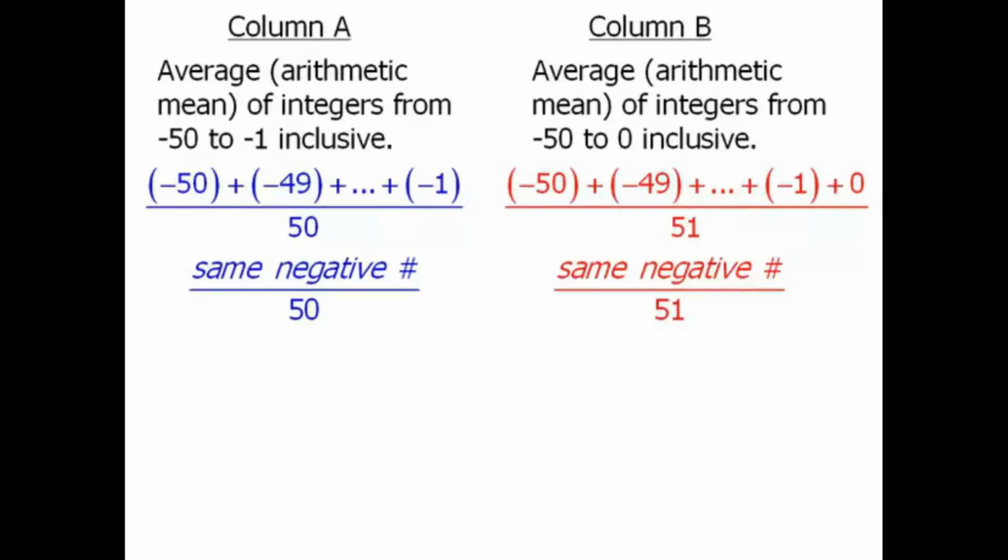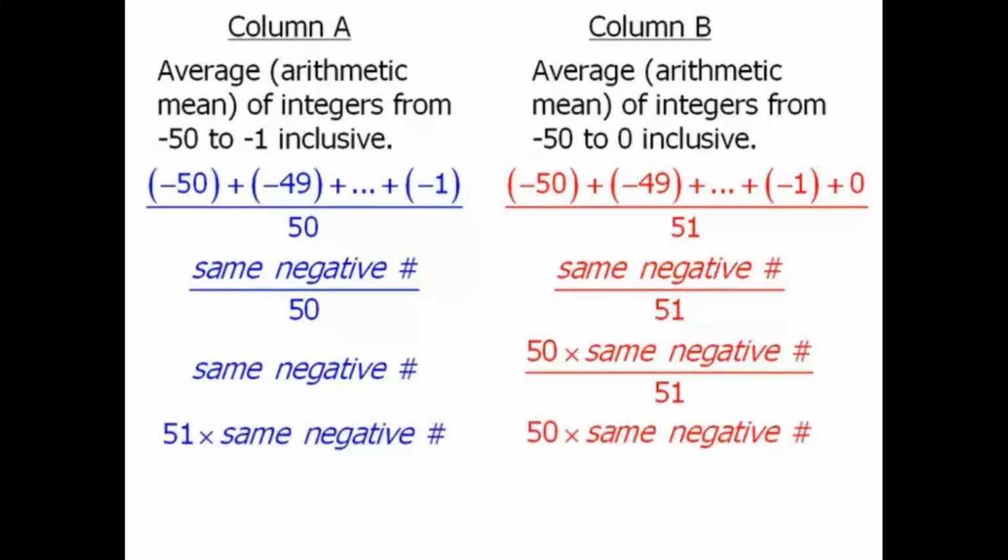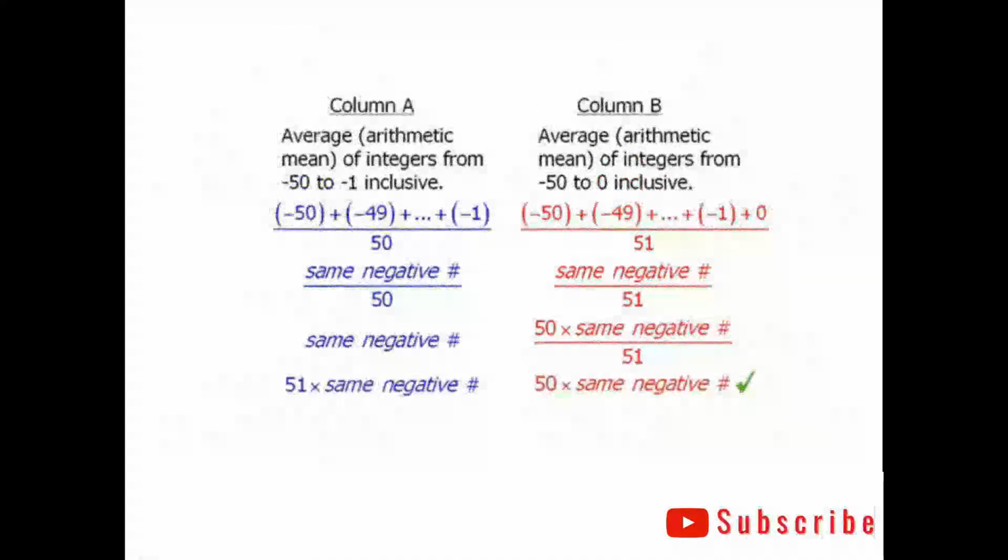At this point, I want to eliminate our fractions by first multiplying both columns by 50. And now we'll multiply both columns by 51. Now, if both columns featured the same positive number, we would know that column A is greater than column B. However, since both columns feature the same negative number, we now know that column B is greater than column A, which means our answer is B.